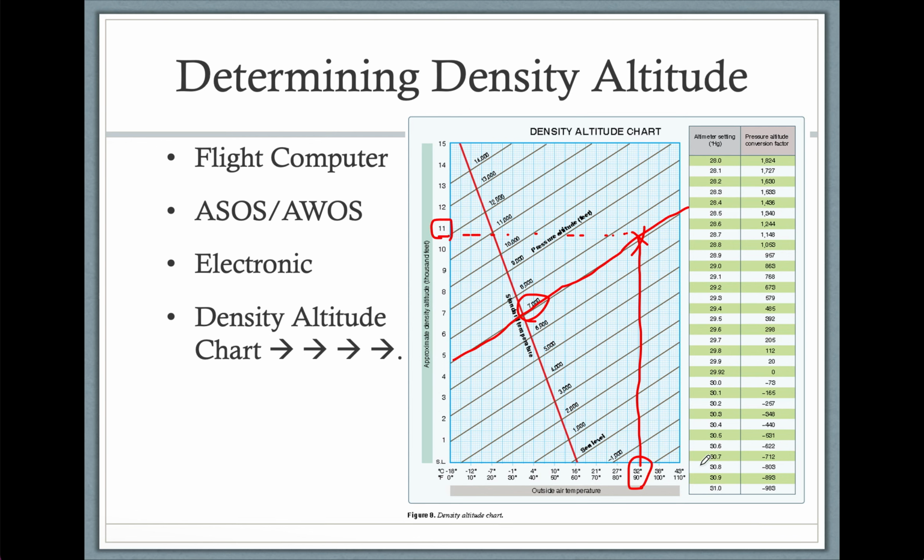That's because it is hotter than standard. If it was standard temperature, I'd be at 7,000 feet and I would feel like I'm at 7,000 feet. But because it's higher than standard, it's hotter than it's supposed to be at that altitude, the air is so much less dense that I'm going to feel, and my airplane is going to fly, like I'm at 11,000 feet, even though I'm only at 7,000 feet.